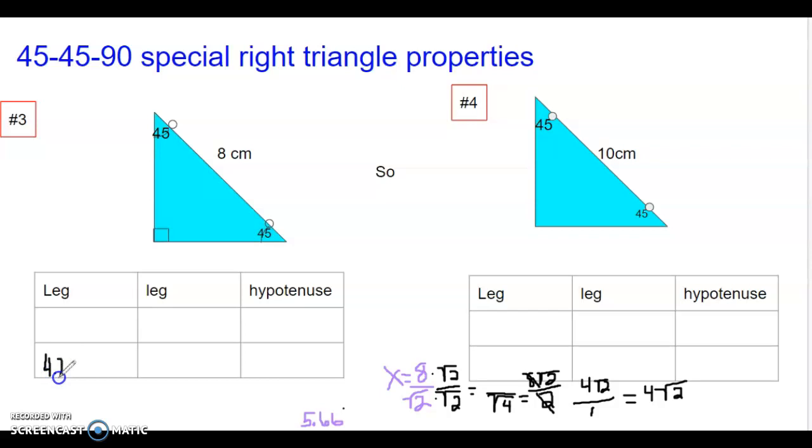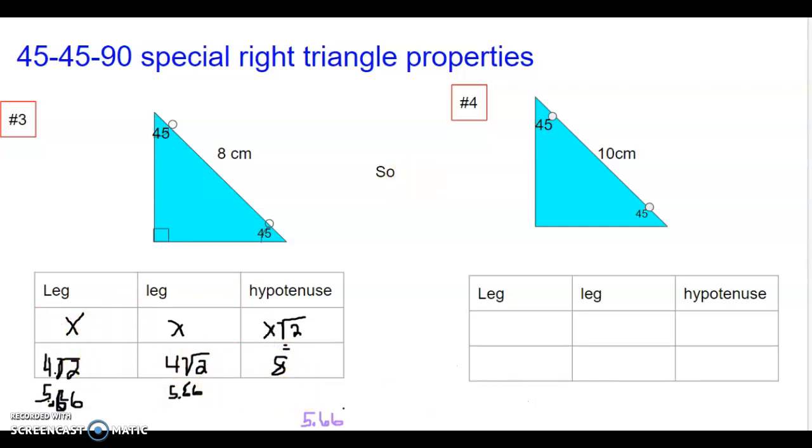You could write 4 square root of 2, or you can write 5.66. It's rounded, so 5.66. The more exact answer would be 4 square root of 2. Okay, so here's the answer to number 3. Okay, let's look at number 4.